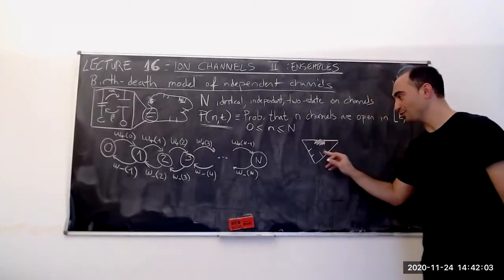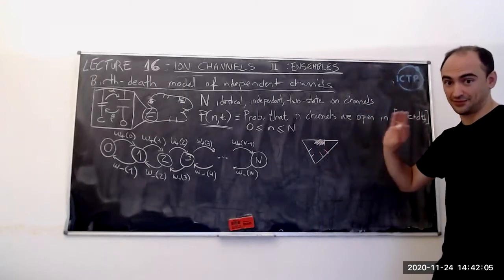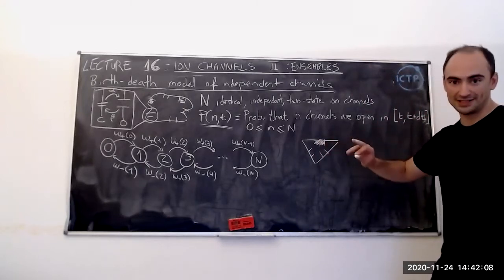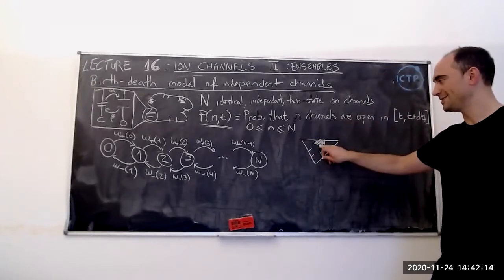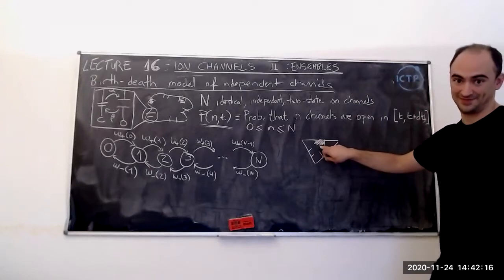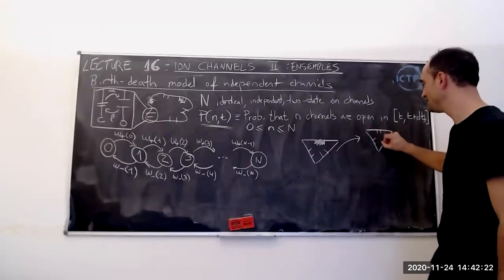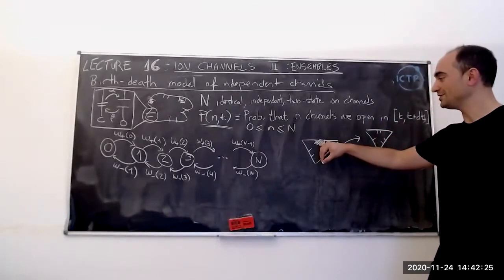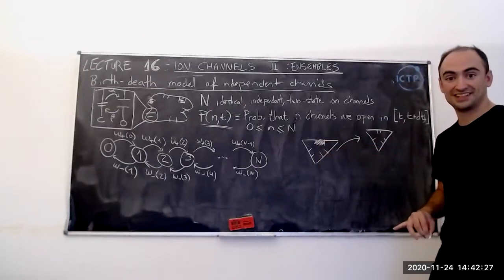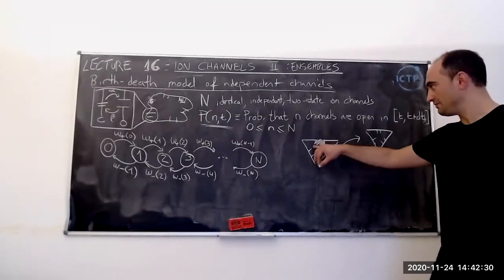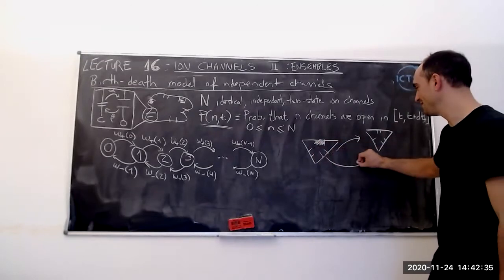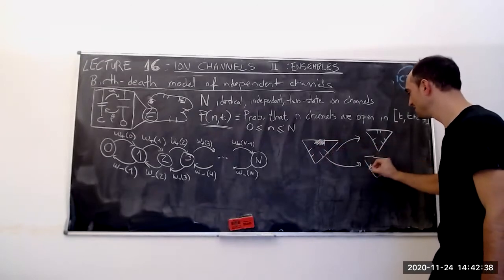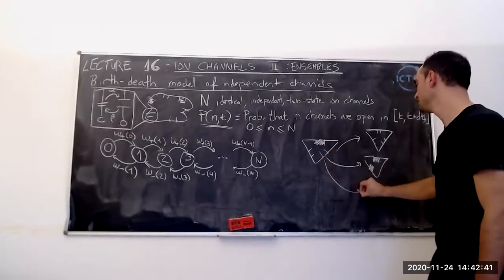Now, what can happen next? In a very small time, either one channel opens or one channel closes. So if one channel opens, it means it must be this one. It can happen this. And now, the 3 channels are open. It could be also that one channel closes. But any of them, this cannot close because it's closed already. But this can close or this can close. So you can go either to this one or to this one.